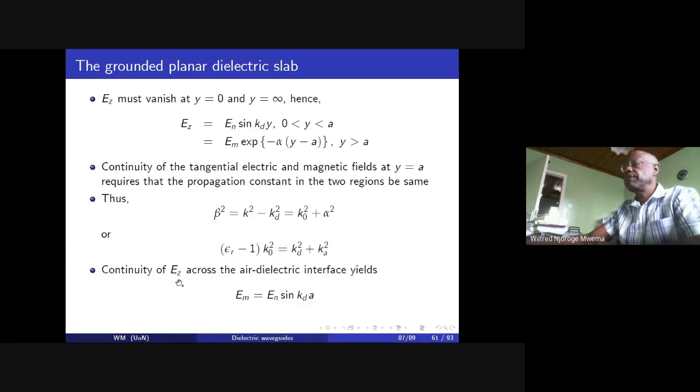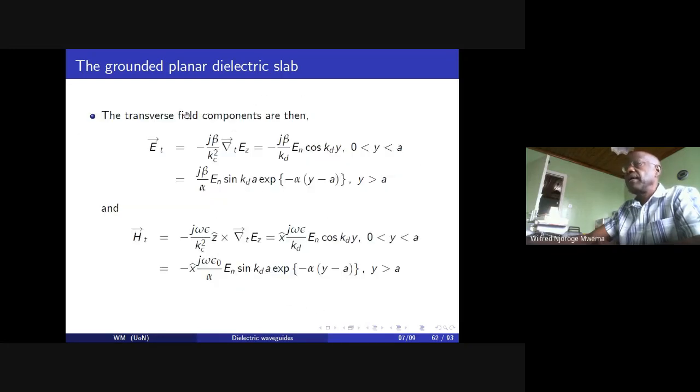So the continuity of Ez across the air dielectric interface then will yield that Em is going to be given by En sine Kd multiplied by a. And the transverse field components are then going to be given by Et equal to minus j beta by Kc squared, the gradient of Ez, and we get a value of that inside the dielectric and that value outside the dielectric, where we have already used the value for Em as En sine Kd a multiplying the exponential function, and we see that as y goes to positive infinity, this wave will be decaying.